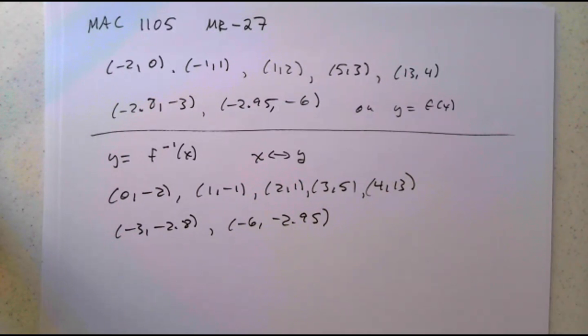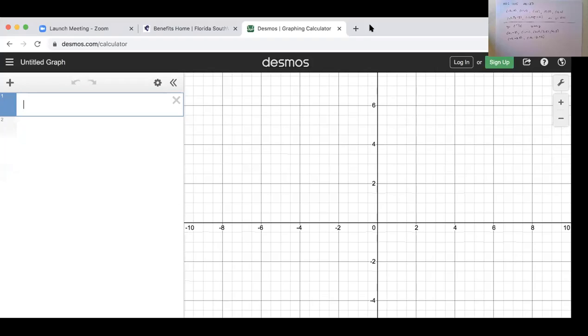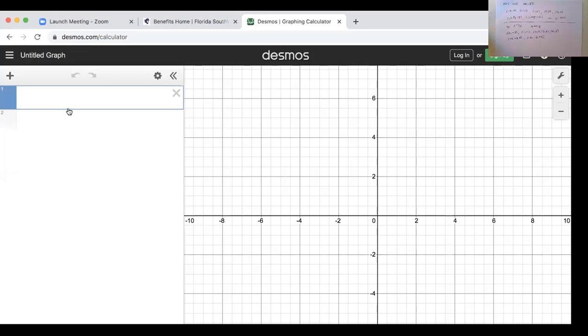So let's see if I can do that. I need to pull up Desmos first. I'm going to graph those points and I'm going to try to connect them and see which way makes sense for me to connect them. So while that's loading, let's go ahead and find it. There we go. So the points that I have 0, -2.